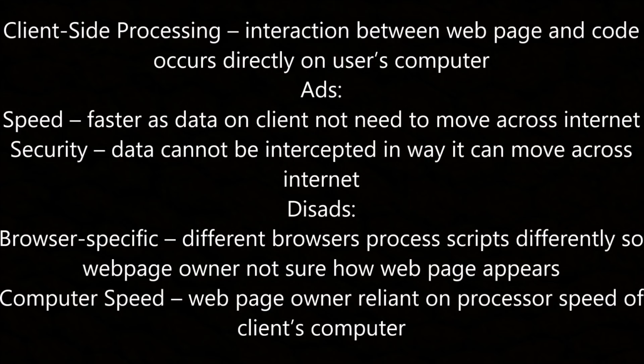Client-side and server-side processing. Client-side processing is an interaction between a web page and code occurring directly on a user's computer. The advantage is its speed, so it's faster as the data on the client doesn't need to move across the internet. Security: data cannot be intercepted in the way it moves across the internet. The disadvantage is that it is browser specific, as different browsers process scripts differently, so the web page owner isn't sure about how the web page will appear, and the computer speed. The web page owner is reliant on the processor speed of the client's computer.